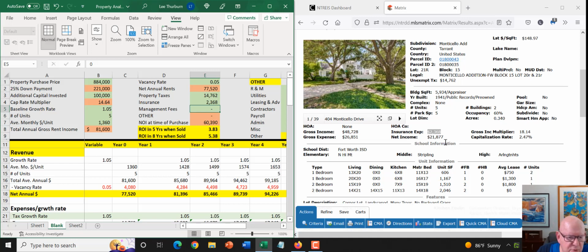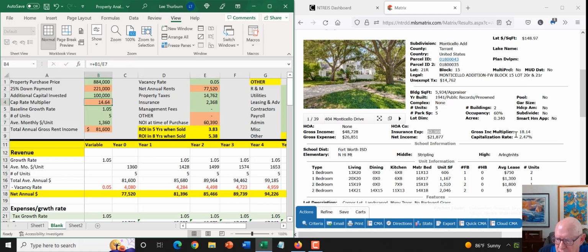And management fees. There are no management fees that we know of. This is a property that is probably managed by an on-site owner, but we're just going to leave management fees at 0, presuming that you're going to own the property and manage it yourself. And so that gives us a net operating income at time of purchase of $60,390.